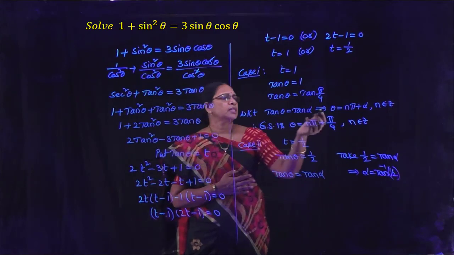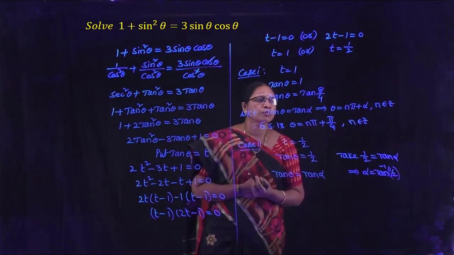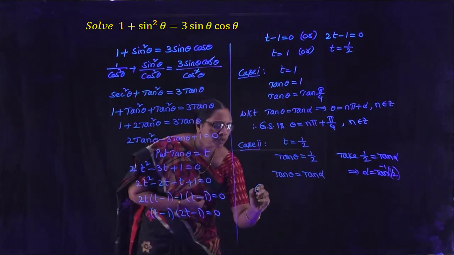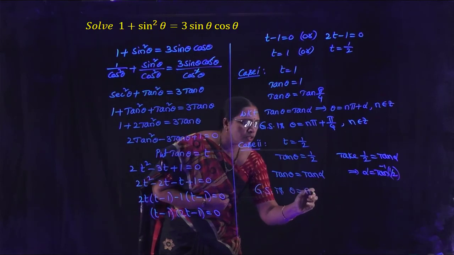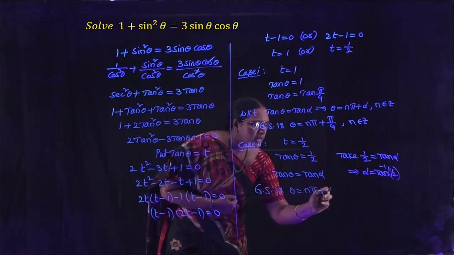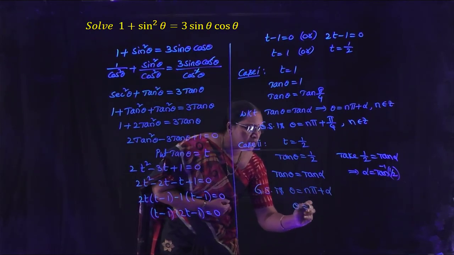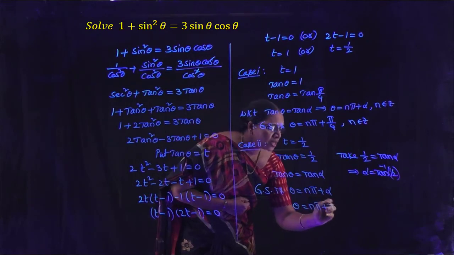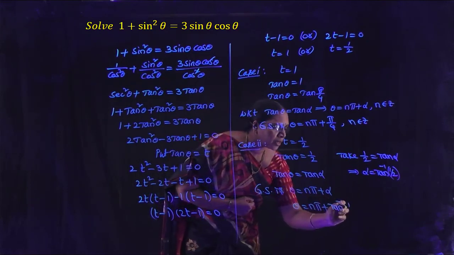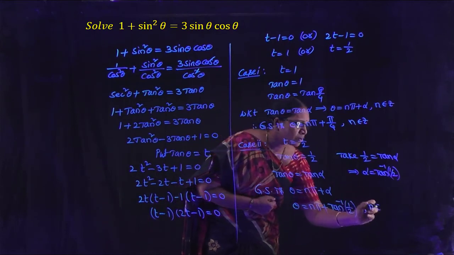Now it is in the form tan theta equal to tan alpha. We know that the general solution of tan theta equal to tan alpha is theta equal to n pi plus alpha. So general solution is theta is equal to n pi plus alpha, where n belongs to Z. Here alpha is tan inverse of 1 by 2, where n belongs to Z.